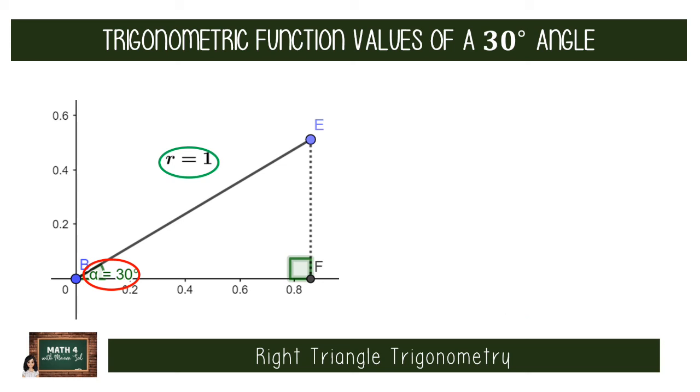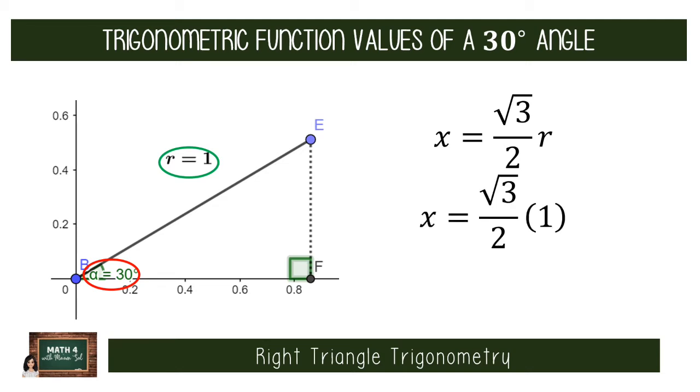We also know that in this type of triangle, the side opposite the 60-degree angle is square root of 3 over 2 times the hypotenuse. That actually corresponds to the adjacent side of 30 degrees, which is x. Thus, we have x is equal to the square root of 3 over 2 times r, or the square root of 3 over 2 times 1, or simply the square root of 3 over 2.